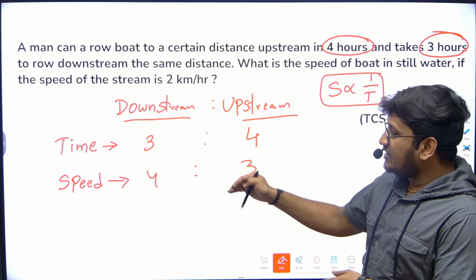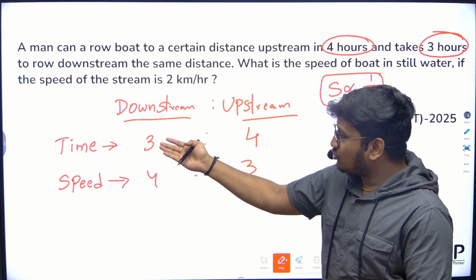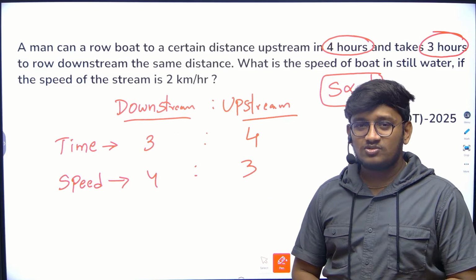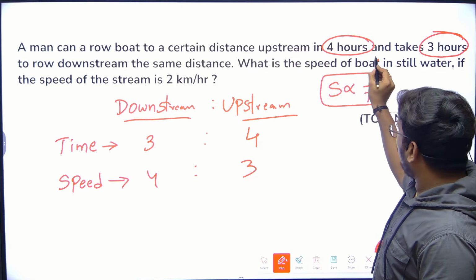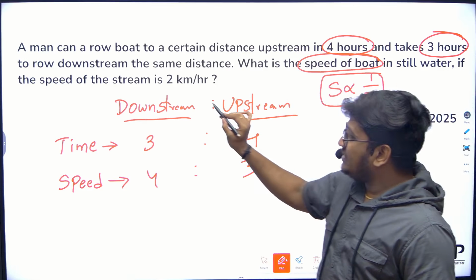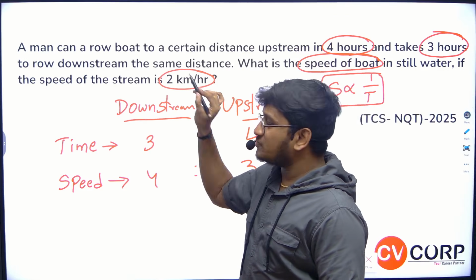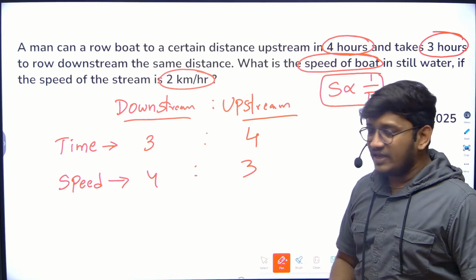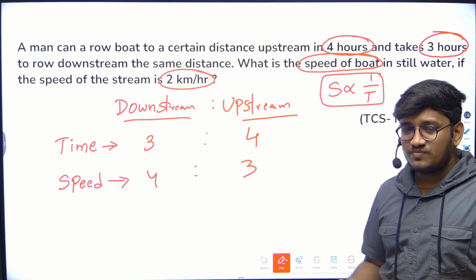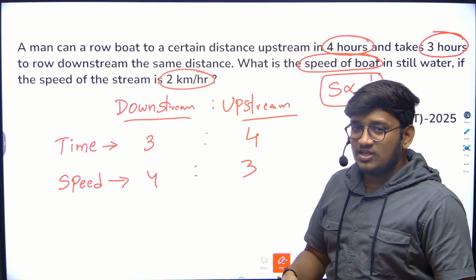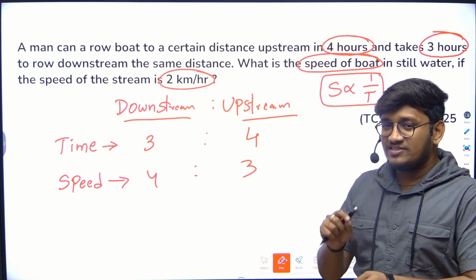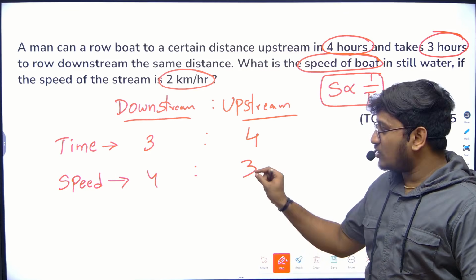Now we know that the downstream and upstream ratio is 4:3. One more piece of information: what is the speed of the boat if the speed of the stream is 2 kilometers per hour? Very simple, guys, there is a relation which is derived from the concept. I'm not going to explain the entire concept, I'll just tell you a simple shortcut to solve these types of questions.